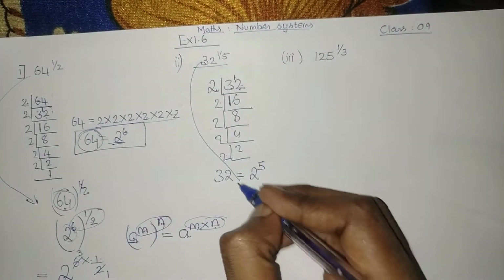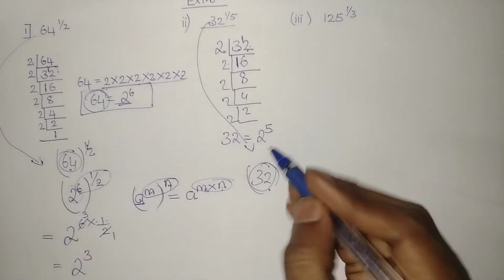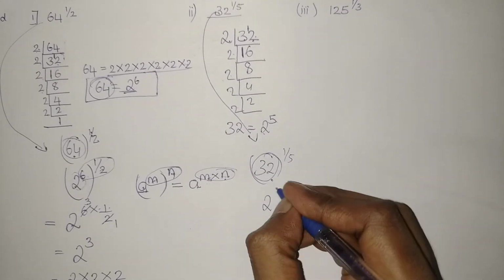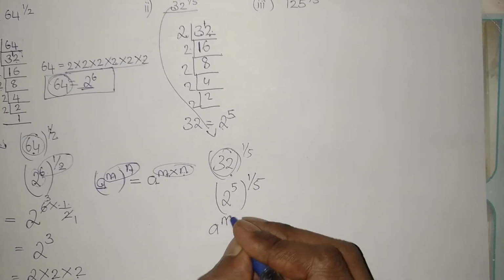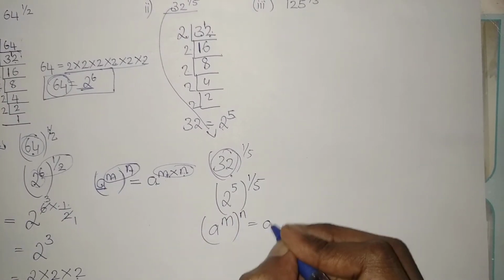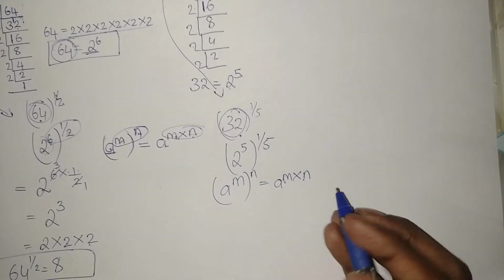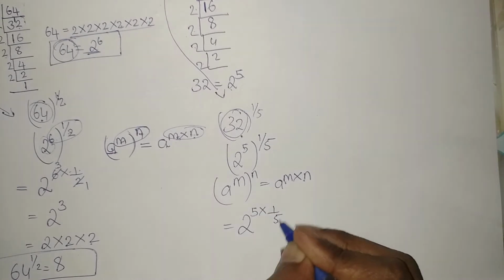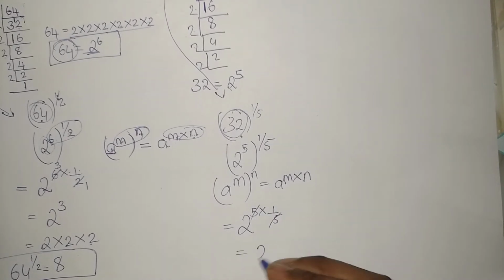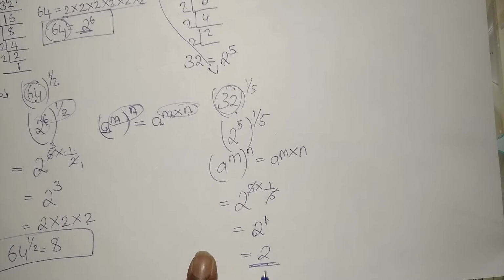So coming back to this question, 32 power 1 by 5. In place of 32, I am going to write 2 power 5. So 2 power 5 whole power 1 by 5. I can apply the law, a power m whole power n. As per the law, it states that we can multiply the two exponents. So 2 power 5 into 1 by 5. Cancel the denominator and numerator 5. We are left with 2 power 1. 2 power 1 is nothing but only 2.